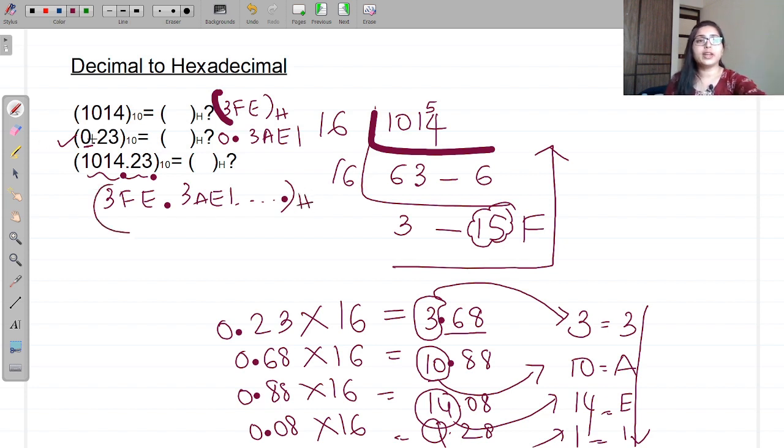So if you are getting only 0.23, you know how to do it. 0 point is carried as it is, and whatever you get here, you write from top to bottom. But if you get a decimal value with a decimal point and a fractional part, then first solve the integer part by continuously dividing by 16 and write down the value. Next take only the fractional part, that is 0.23, and then combine them. This is decimal to hexadecimal.